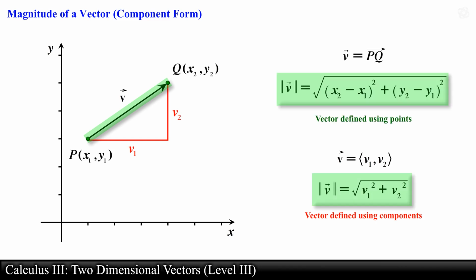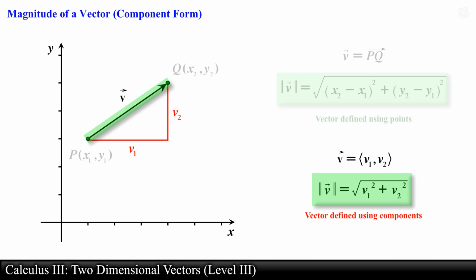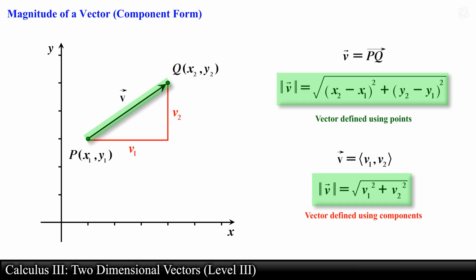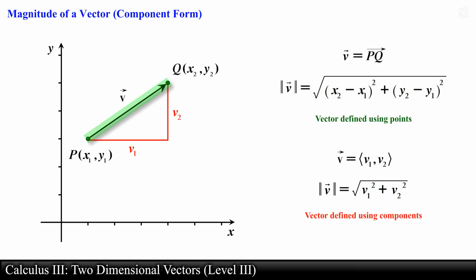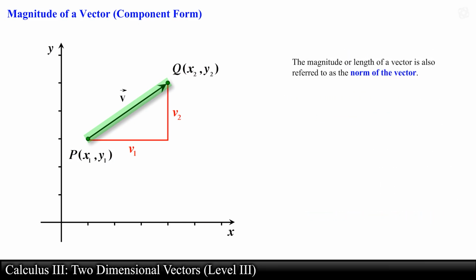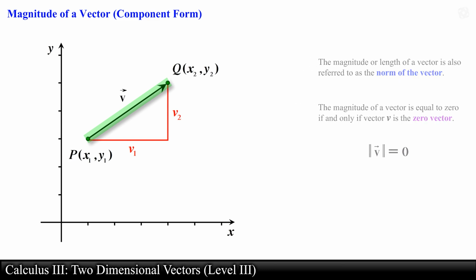These two formulas are very similar to each other. The only difference is the way in which the vector is described. One formula uses coordinate points, and the other uses the components of the vector. You should be comfortable using either one. In some textbooks, the magnitude or length of a vector is also referred to as the norm of the vector. Lastly, the magnitude of a vector is equal to 0 if and only if vector v is a 0 vector. Alright, let's go over a couple of examples.